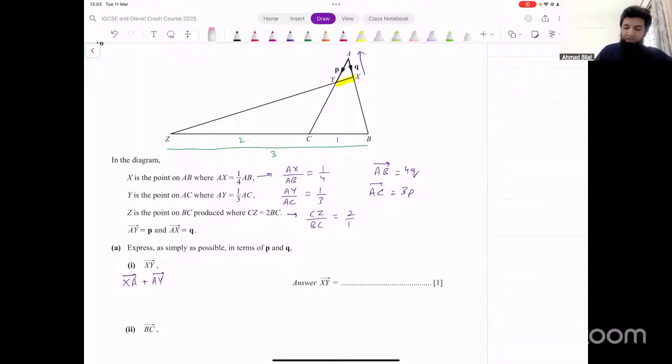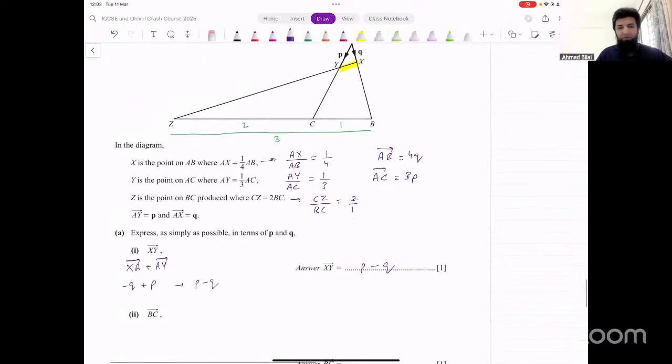All right. Now, what's XA? XA is opposite of Q. That's going to be minus Q. AY is P. So this becomes minus Q plus P. You can say that's P minus Q. This is the result that we have. You can write as minus Q plus P. That's also fine. Or you can write P minus Q. This is the vector that we were looking for.